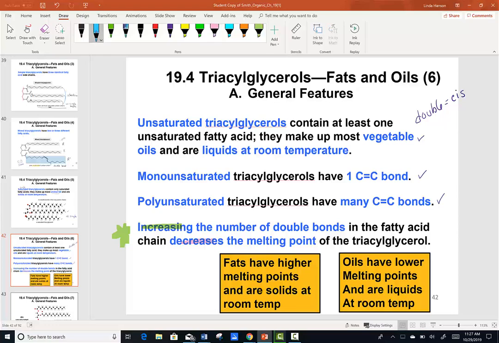Remember we had said fats, which are saturated, have no double bonds, so therefore they have very high melting points. And these oils, which are unsaturated, have lower melting points. The more double bonds, the lower the melting point. Fats are solids at room temperature. Oils are liquid at room temperature due to their increasing number of double bonds.